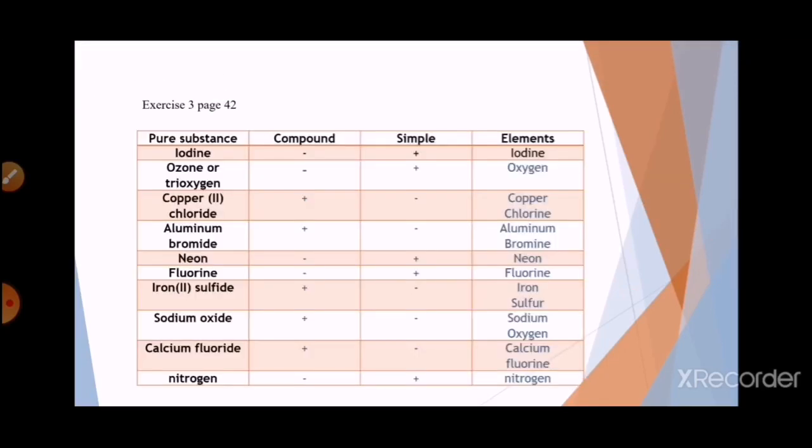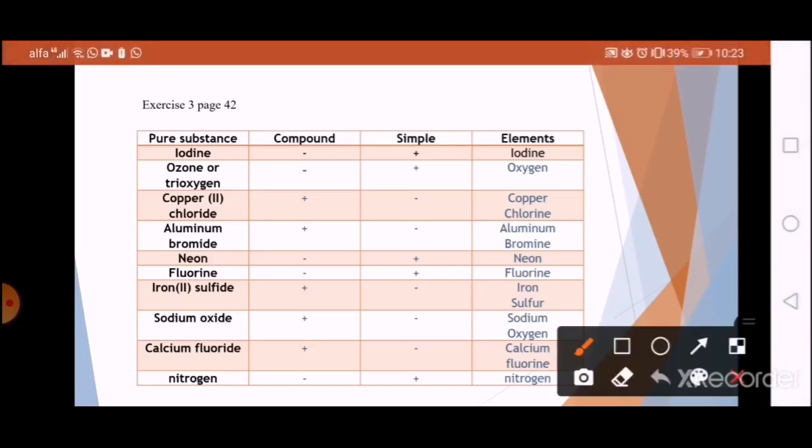Now exercise 3, page 42. You have to state if these substances are simple or compound. Then you have to write the constituting element. The first one is solved for you. Iodine, it is made up of only iodine, so it is a simple pure substance.